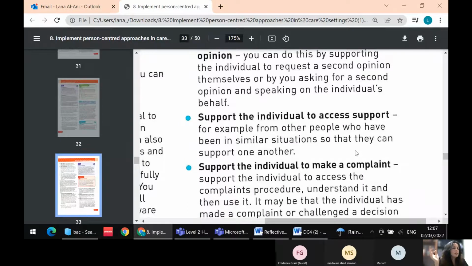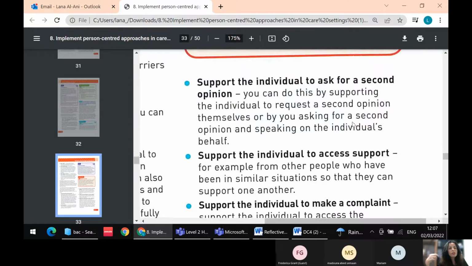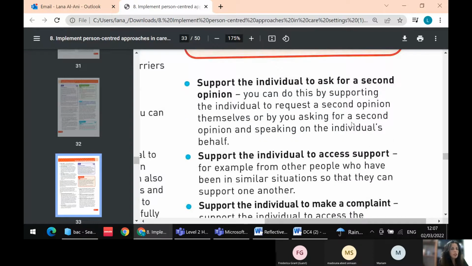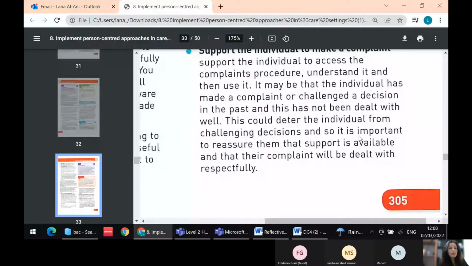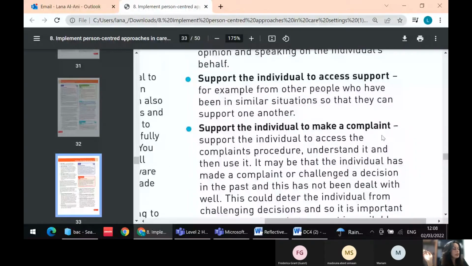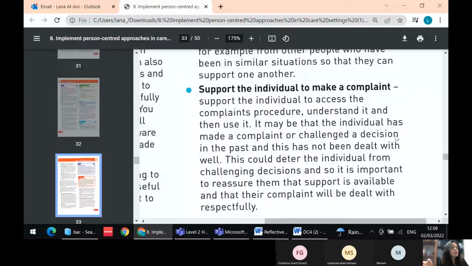The manager said no garden for them just because he's worried about them. But this is not good for them because they really want at least 5 minutes. So first of all, for Mr. X, he can get support by getting a second opinion from a professional. Also, he can check with individuals who access the same service. And also you can support the individual to make a complaint. If he's still really unsatisfied with the situation, ask Mr. X to make a complaint. So support the individual to access the complaints procedure, understand it, and then use it as well.